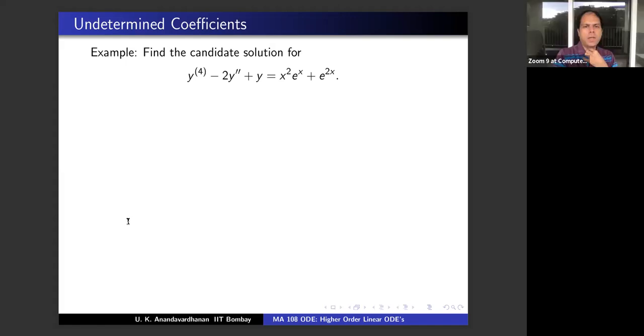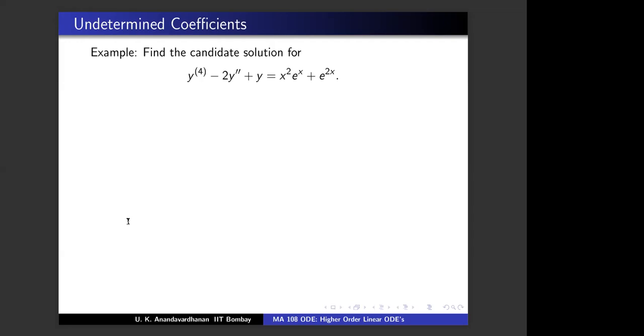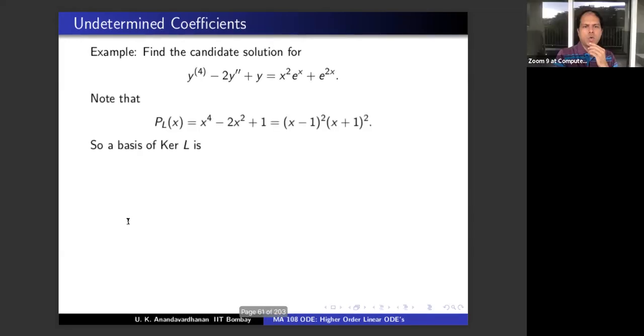x power 4 minus 2x square plus 1. So that is (x square minus 1) squared. What are the roots? 1, 1, minus 1, minus 1. 1 coming twice and minus 1 coming twice. So the kernel solution space is: 1 coming twice gives e power x and x e power x, and minus 1 coming twice gives e power minus x and x e power minus x.